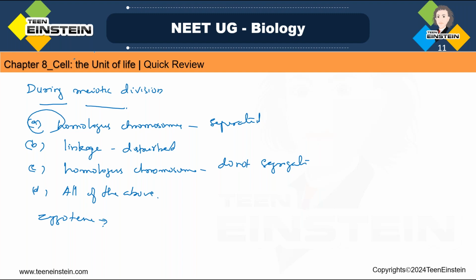And one important thing in meiotic division: which is the reductional division and which is the equational division? See, in meiosis 1, reductional division occurs, right? In meiosis 2, division is equational. Meiosis 1 is reductional division, and meiosis 2 is equational division.